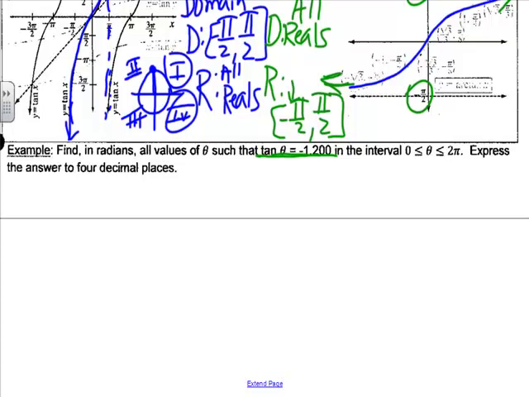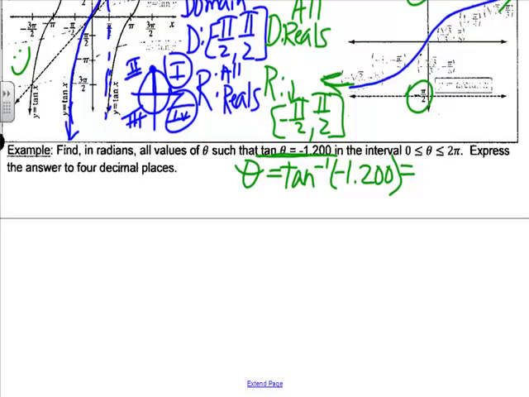So, hopefully at this point you would just naturally say, oh, I can do that, that's easy. Theta is equal to tan inverse of negative 1.200. And you go to your main screen, and your brain's not even thinking about this beautiful graph up here, because your calculator will do this right on your main screen.